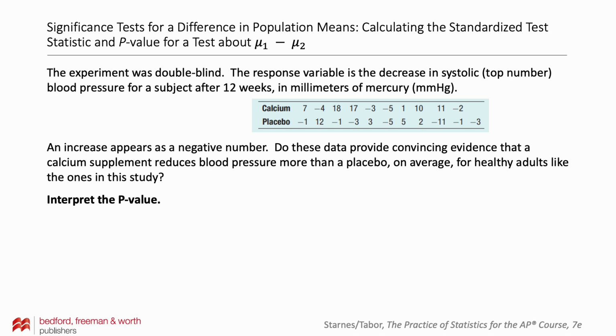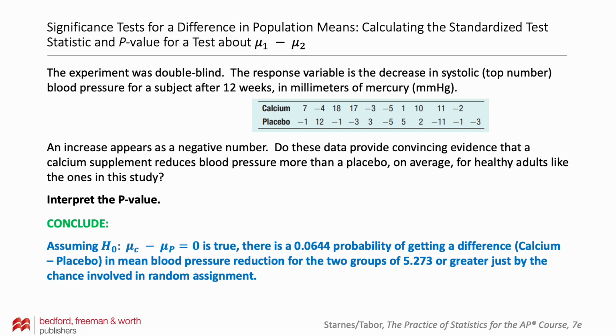Now, of course, we're going to go ahead and interpret what that p-value is. So assuming that the null, the mean of the calcium minus the mean of the placebo is equal to 0, is true, there is a 0.0644 probability of getting a difference, and you do need to state the order, calcium minus placebo, in mean blood pressure reduction for the 2 groups of 5.273 or greater just by chance involved in the random sampling.